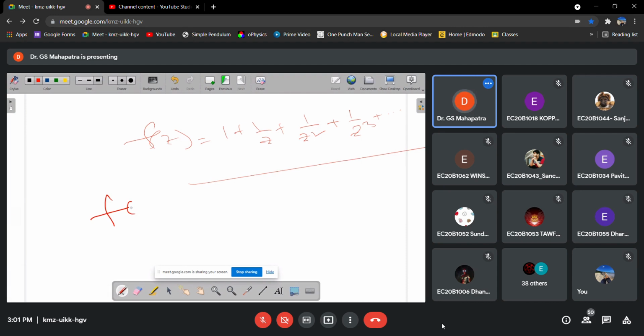So f of z equals the summation of (1 by z) to the power n, n equals 0 to infinity. Correct. So this is the complex series. We will discuss this one in unit 5 in detail. So this one is the preliminary concept of that one.